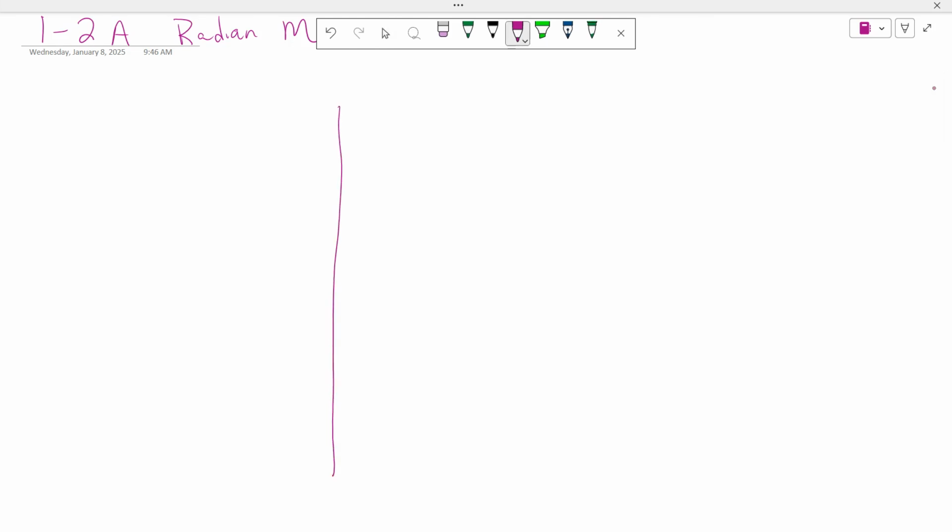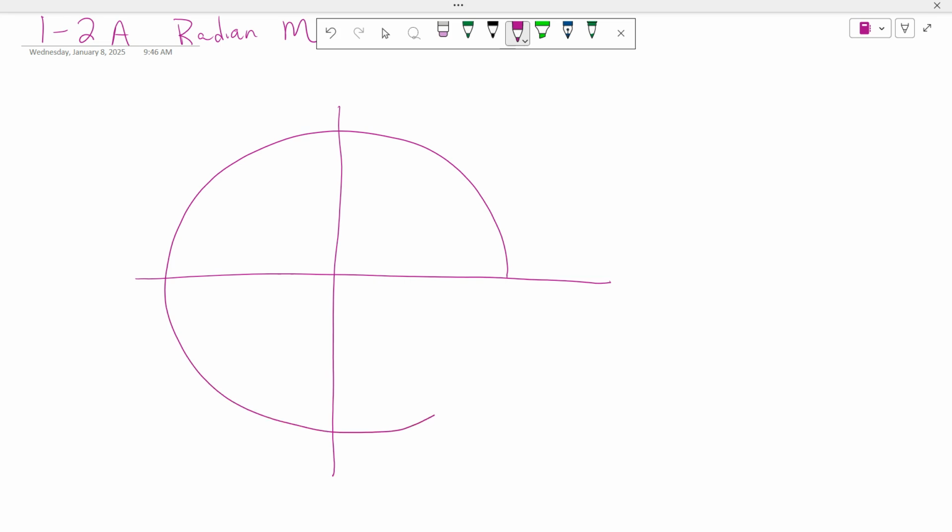Trig. How many degrees are there in a circle? 360. So this is 0 degrees, this is 90 degrees, this is 180 degrees, this is 270 degrees, and this is 360 degrees. Okay, go all the way around.